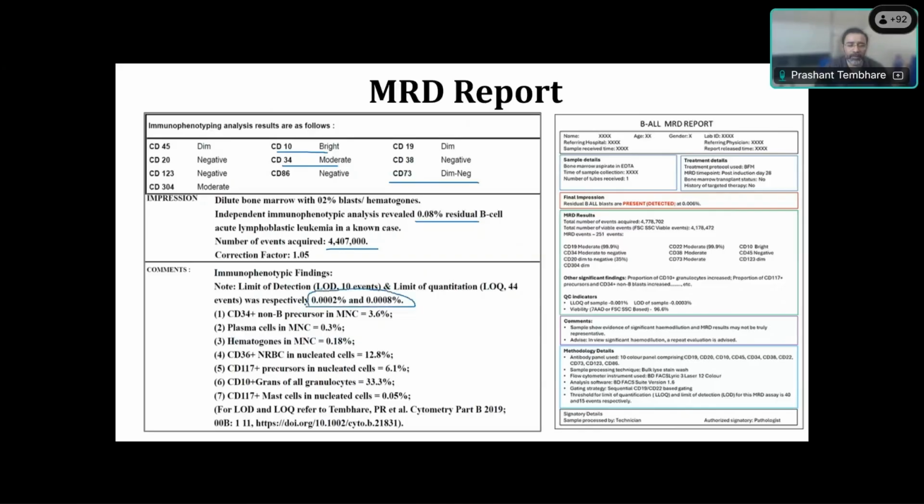So we can see we could reach the sensitivity of LOD of 0.0002 and limit of quantitation of 0.0008. We also look at the other parameters which help us to look at hemodilution. This is one of the ideal reports which you should use. This report has been already published as a consensus recommendation by the Indian Flow Cytometry Society, the Cytometry Society, which has recently published the guidelines for B-LLMRD.